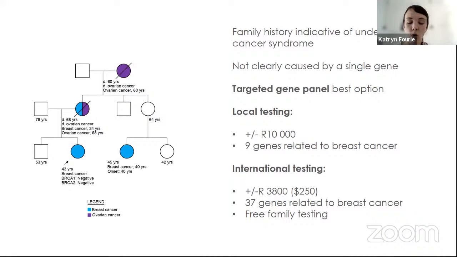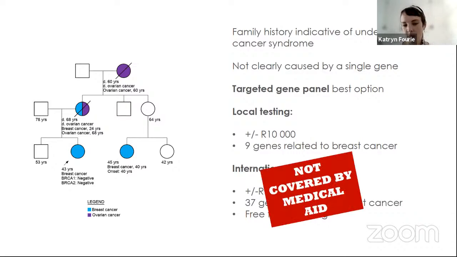On the other side of that is, again, the international testing, which we do at a cost of roughly 3,800. They can test 37 genes related to breast cancer, so a lot more bang for your buck, and also offer something like free family testing. So there are times where you can test an entire family once you've identified a mutation for the same price. And you can again see why there's a very obvious choice of testing, but with the same problem that it's not covered by medical aid. So it's out of the patient's own pocket, which obviously has those problems related to it.